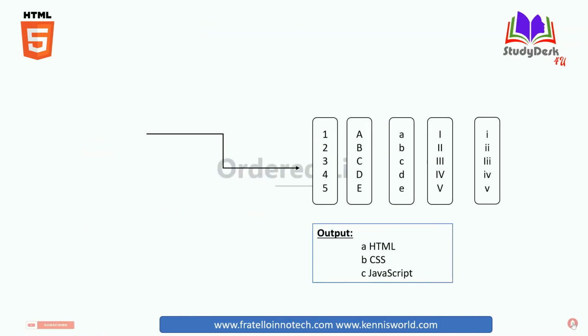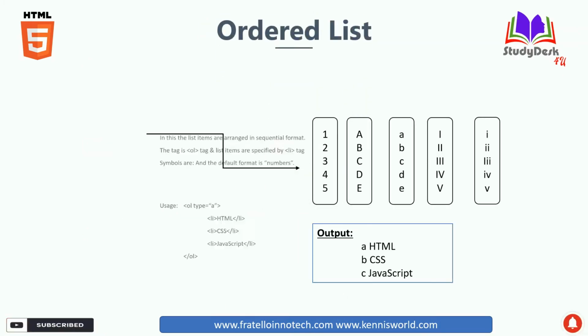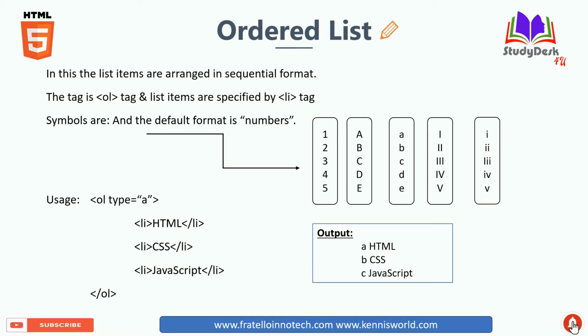Now the next one is ordered list. If you are required to put your items into a number format or sequential format, we can use this ordered list. And the tag is OL, and the list items are specified by the LI tag. We have different types of symbols in this ordered list: numbers, alphabets, small alphabets, Roman numbers, small Roman numbers. Like this we can use, and the default format is numbers. If you haven't mentioned the type attribute, it by default takes numbers as its list format.